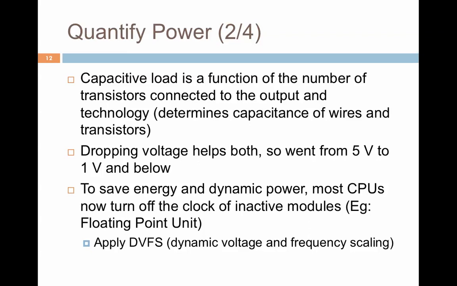There's a technique called power gating. That is, you apply a transistor, a pass transistor, in front of this unit, and cut the power supply off completely. So that will save us a lot of power. Now you could also apply DVFS. This is a very popular technique, and it stands for dynamic voltage and frequency scaling.